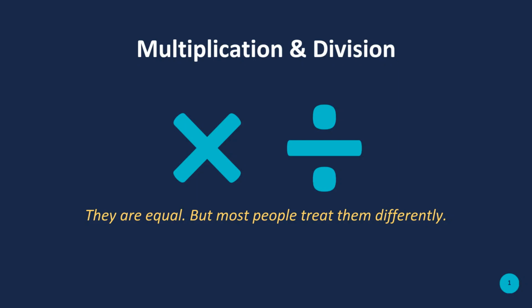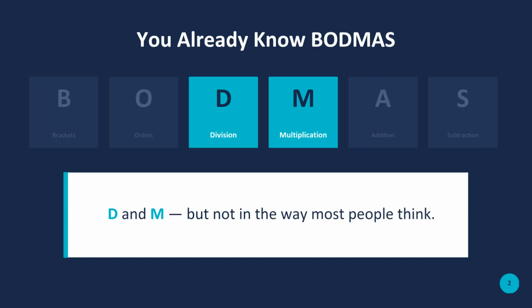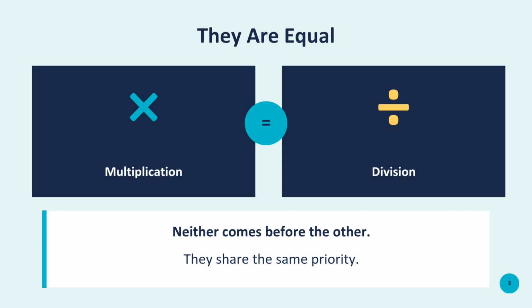Multiplication and division. They look like a strict order, but they are not. And this is where a lot of people go wrong. You already know BODMAS. Brackets, orders, then division and multiplication. But here is the part most people misunderstand. Division and multiplication are equal, neither comes before the other, they share the same level of importance.